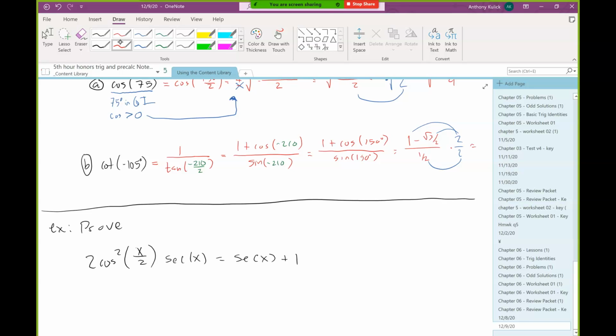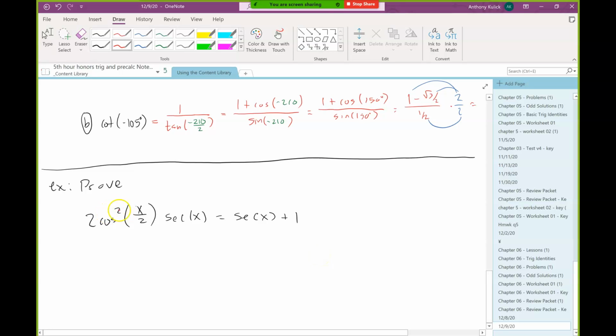So I can use my half angle identity, square away. But notice that I have cosine squared of x over 2 and not just cosine of x over 2. That's not a big deal, because all I'll do is put in my identity for cosine of x over 2 and just write the squared after it. Right? That's the same thing.